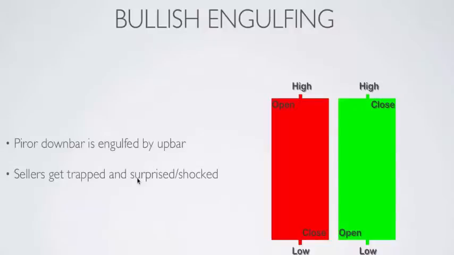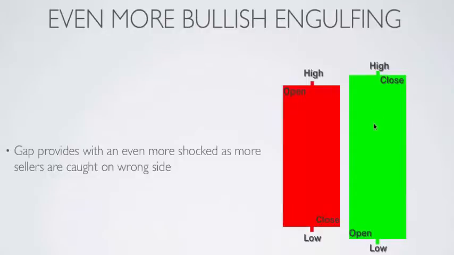It's a very powerful reversal signal, and what you should really think about is that sellers get trapped and surprised, shocked. They see a big red down bar and people will go like, this is definitely gonna drop, this is a big strong momentum bar to the downside, and all that is completely reversed on the next bar. Just takes one bar and those people are shocked. Here's an even more bullish engulfing, because it does not just shock people like the other one, it shocks them even more.